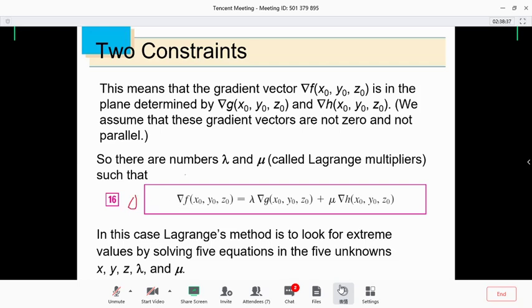For two constraints, we have to use the method of Lagrange multipliers with this formula. The gradient of f will equal lambda multiply gradient of g plus mu multiply gradient of h. So this one is important. Please write this one in your notebook. Here it's not easy to explain.